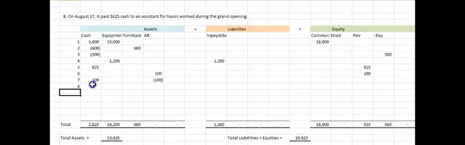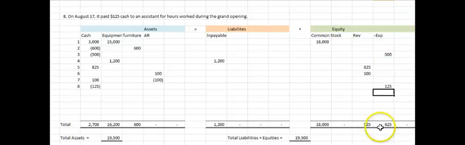Let's first look at cash. What happened to cash? Did cash increase or decrease? Well, we paid 125, so our cash decreased by $125. Did our expenses increase or decrease? We had $500 worth of expenses earlier. Well, now we have another $125 more in expenses, so we're going to increase our expenses by 125.